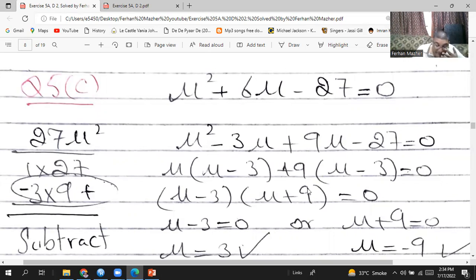So now two brackets, they are multiplying with each other and their answer is 0. So it means either the first bracket is 0 or the second bracket is 0. So u minus 3 is equal to 0. So u will be equal to 3. In the same way, u plus 9 equals 0. So u will be equal to minus 9. So there are two solutions. One solution is u equals 3. The other solution is u equals minus 9.